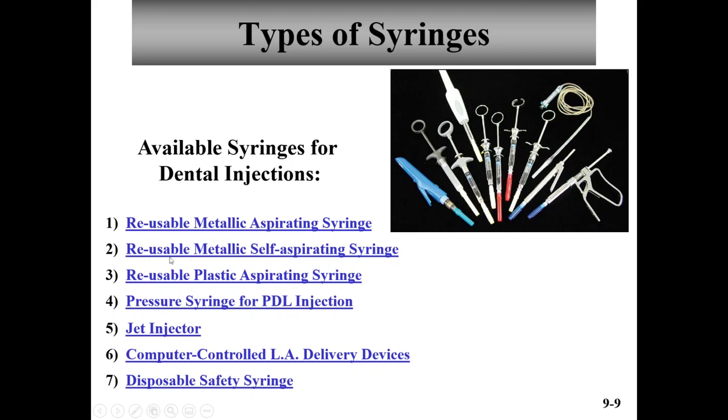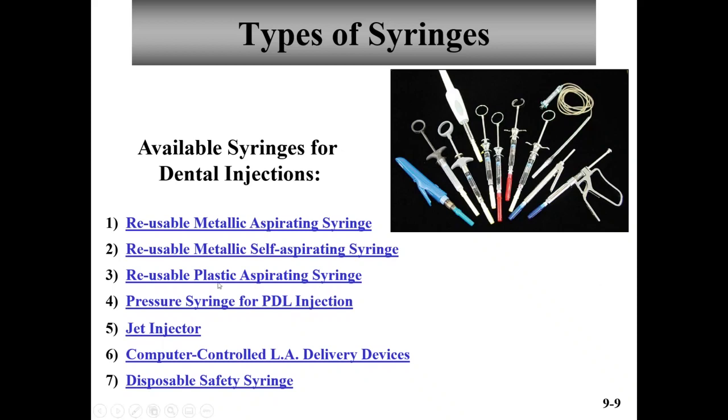There's also a reusable metallic self-aspirating syringe, which sounds like a great idea. People that like them really like them. I never liked them. If you get an opportunity to use one, I would certainly try it, see if you like it. There's a lot of movement that you have to do with your thumb to get it to aspirate. The syringe doesn't magically aspirate by itself, but I'll show you how that works here in a minute.